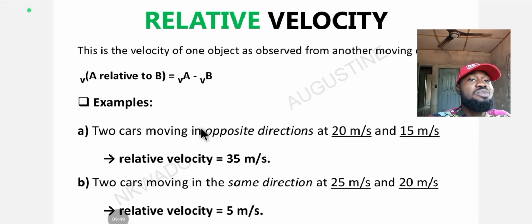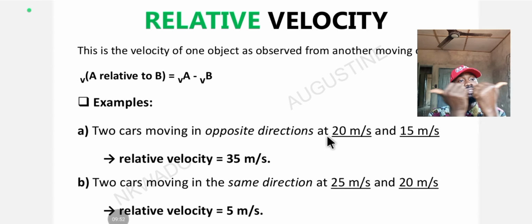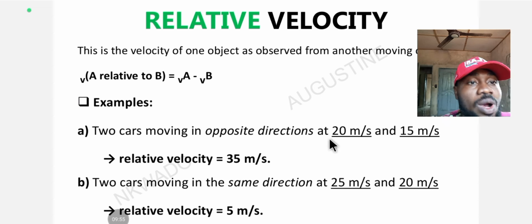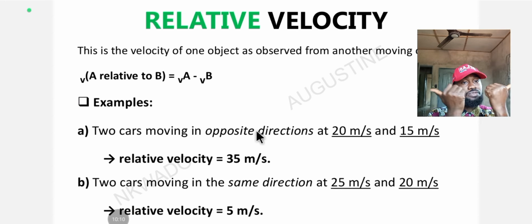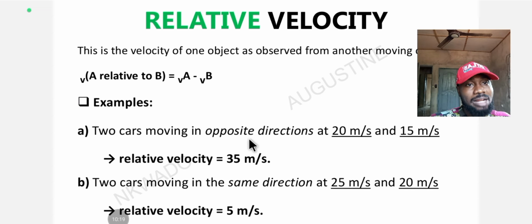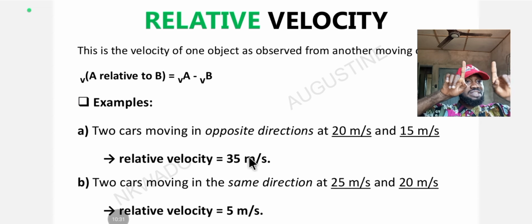For example, two cars moving in opposite directions. So we now know that both cars are moving in opposite directions, at 20 meters per second and 15 meters per second. One car is 20 meters per second, that's the velocity. The other is 15 meters per second. So how do you calculate the relative velocity? It's easy. Since they are moving in opposite directions, if you want to calculate their relative velocity, you add both. You add both because you are told to calculate the relative velocity. Two cars moving in opposite directions at 20 meters per second and 15 meters per second. What is their relative velocity? You add them up and you get the relative velocity. Like I told you before, relative is adding two things together.